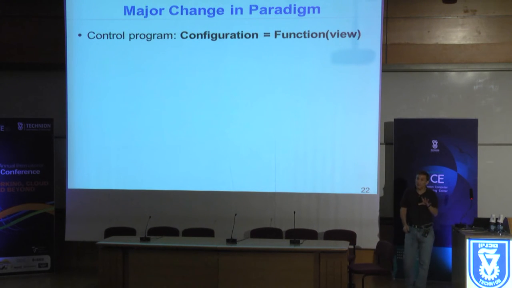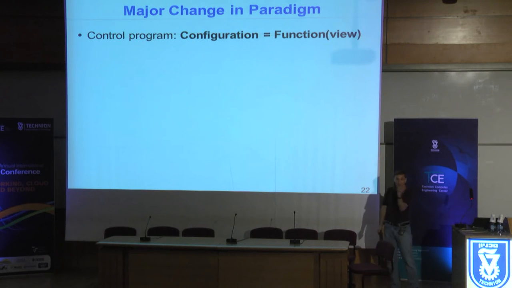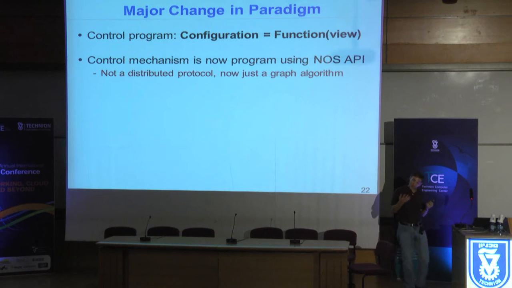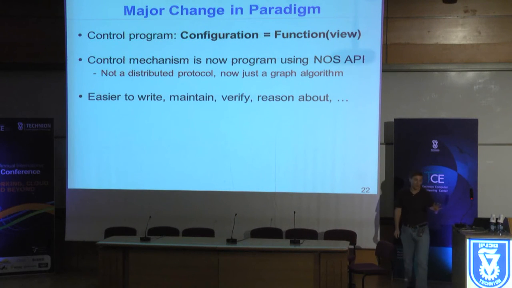So this is a major change in the paradigm. The control program now, the way you control the network, is now the configuration, that means the sort of the forwarding entries I'm putting into the routers, is a function of this global view. It's a function of the graph. So the control mechanism is a program using an API. It is not a distributed protocol, it is a graph algorithm. You just look at a graph and you figure out if you want k-disjoint paths, that's fine. You just go dig out an algorithm and you run it. Because it's all centralized. The data is right there in your hands. You don't have to distribute anything. So that's much easier to deal with than redesigning a distributed protocol every time you want to do something different.